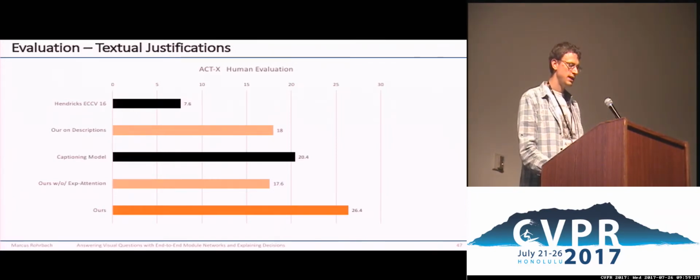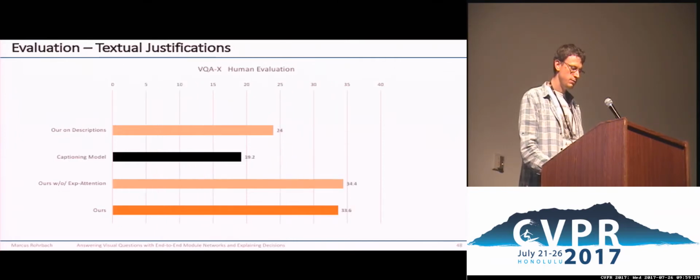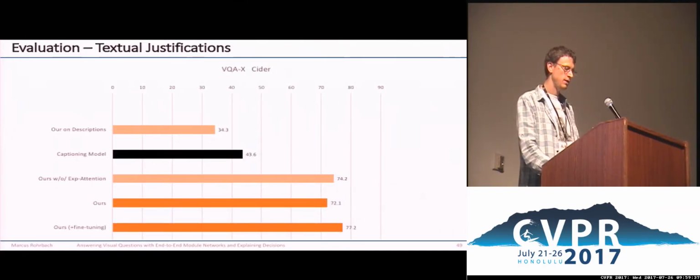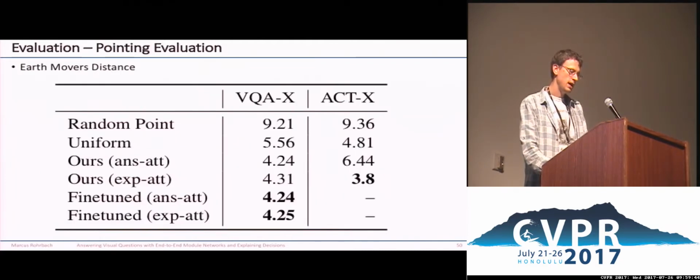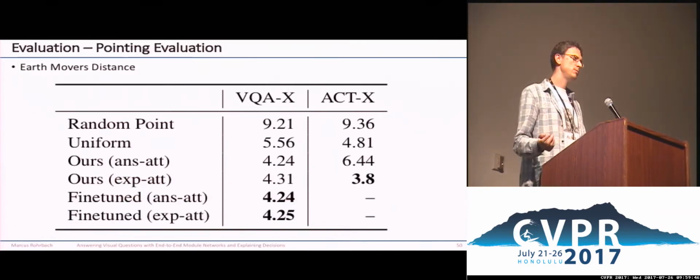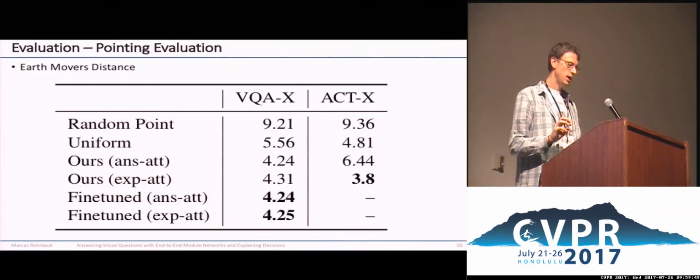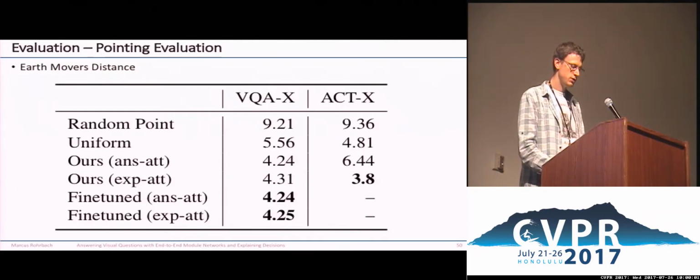And this was on the activities. For the VQA, the performance difference from the benefit of the second attention is not so big, but if we fine-tune the VQA model, it gets slightly better. We also evaluated the pointing, and we used on the one hand the Earth Mover's distance, which takes spatial proximity into account. So if things are close by and the model predicts things close to the correct pointing, then it still gets some of the score.